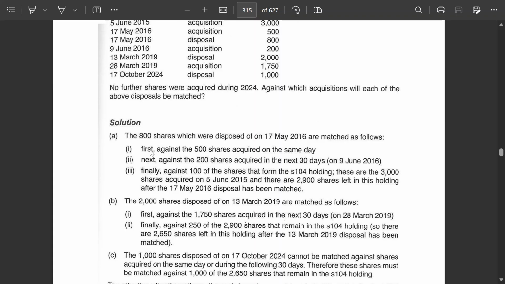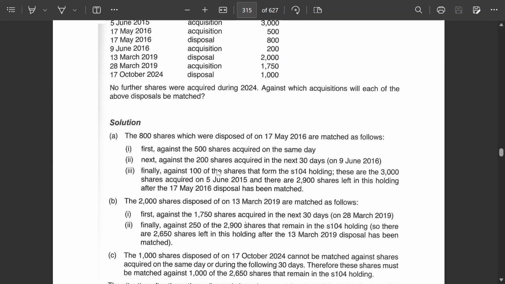First, you apply the same day purchase. On 17th May, he bought 500 shares, so we can apply 500. I still need to account for 300 more shares. Then 17th May to 9th of June is within 30 days. On 9th of June, he acquired 200 shares within the next 30 days. So I had to take care of 300 more shares, I got another 200 taken care of. Now I need 100 more to be adjusted against the pool.